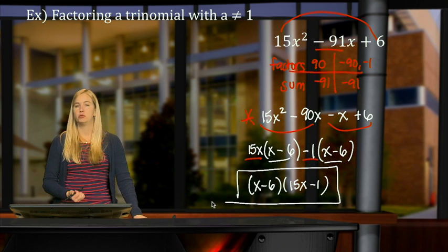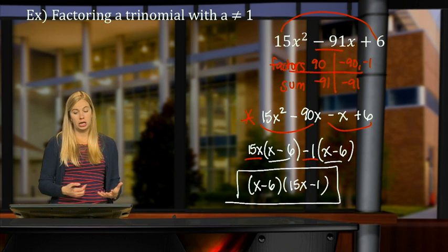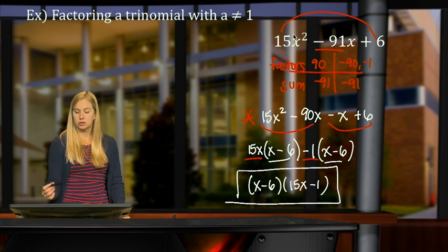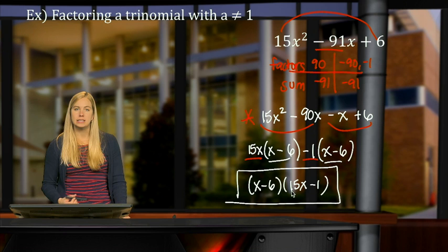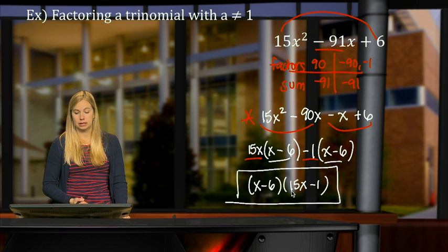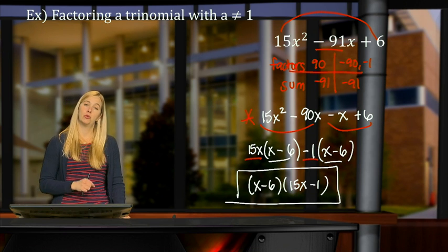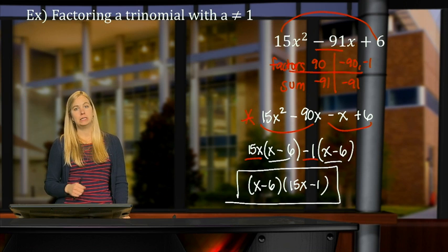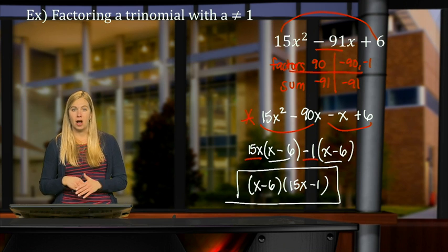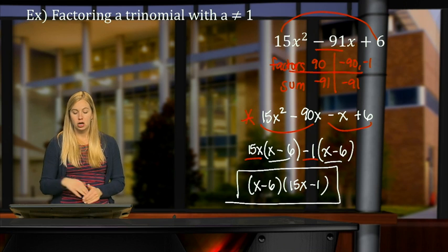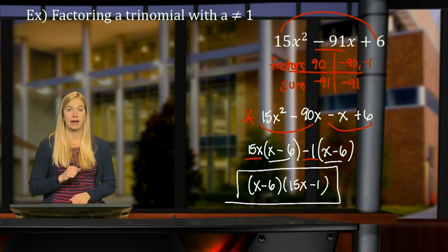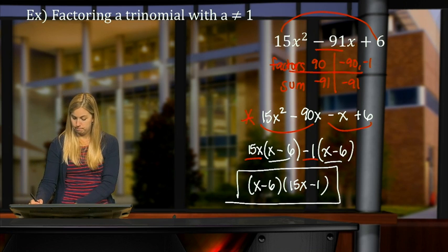Now for this problem, trial and error is going to be even more tricky because when you look at 15x squared, there are more than one set of factors that multiply to give me 15x squared. When you look at 6, there are more than one set of factors that multiply to give me 6. So you've got a lot of different combinations you'd have to check to make sure that you get negative 91x for your middle term.